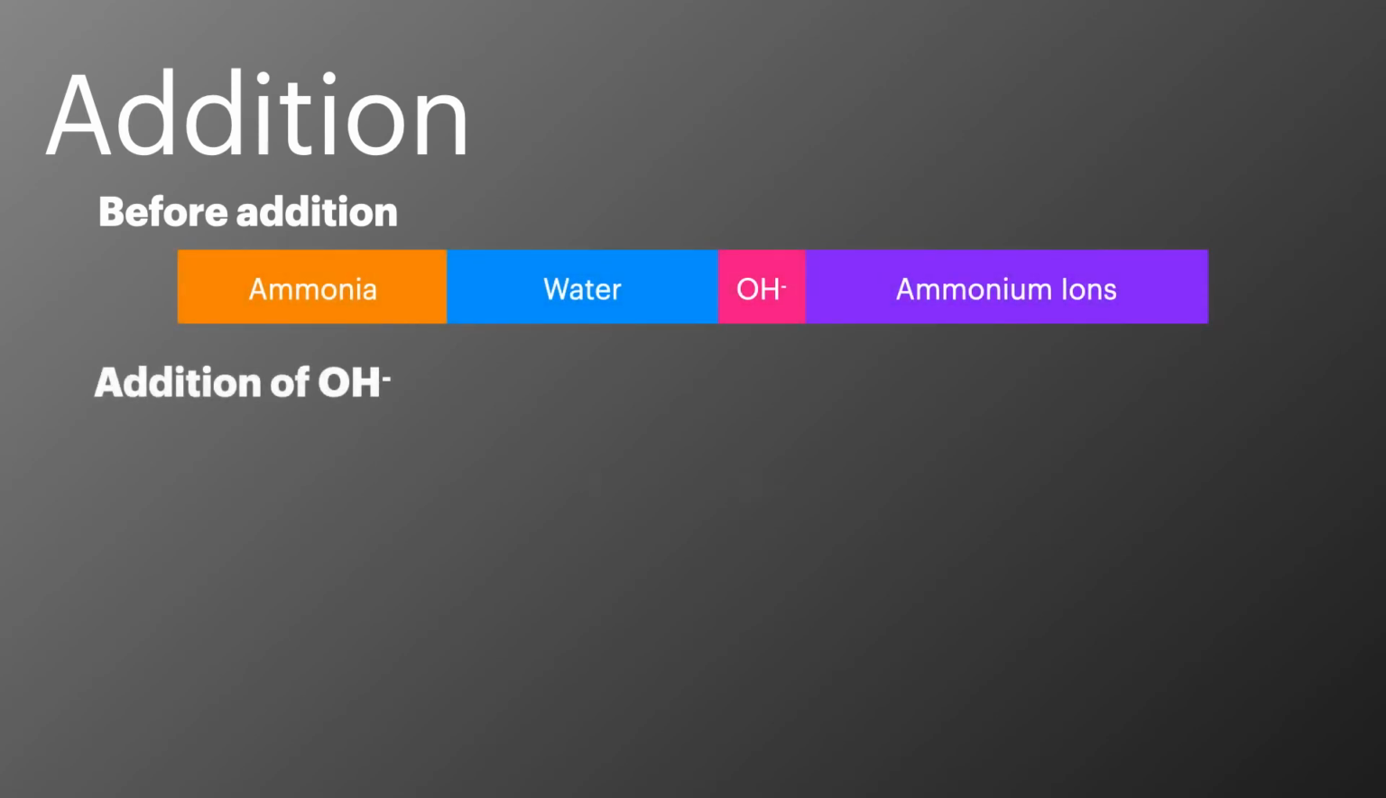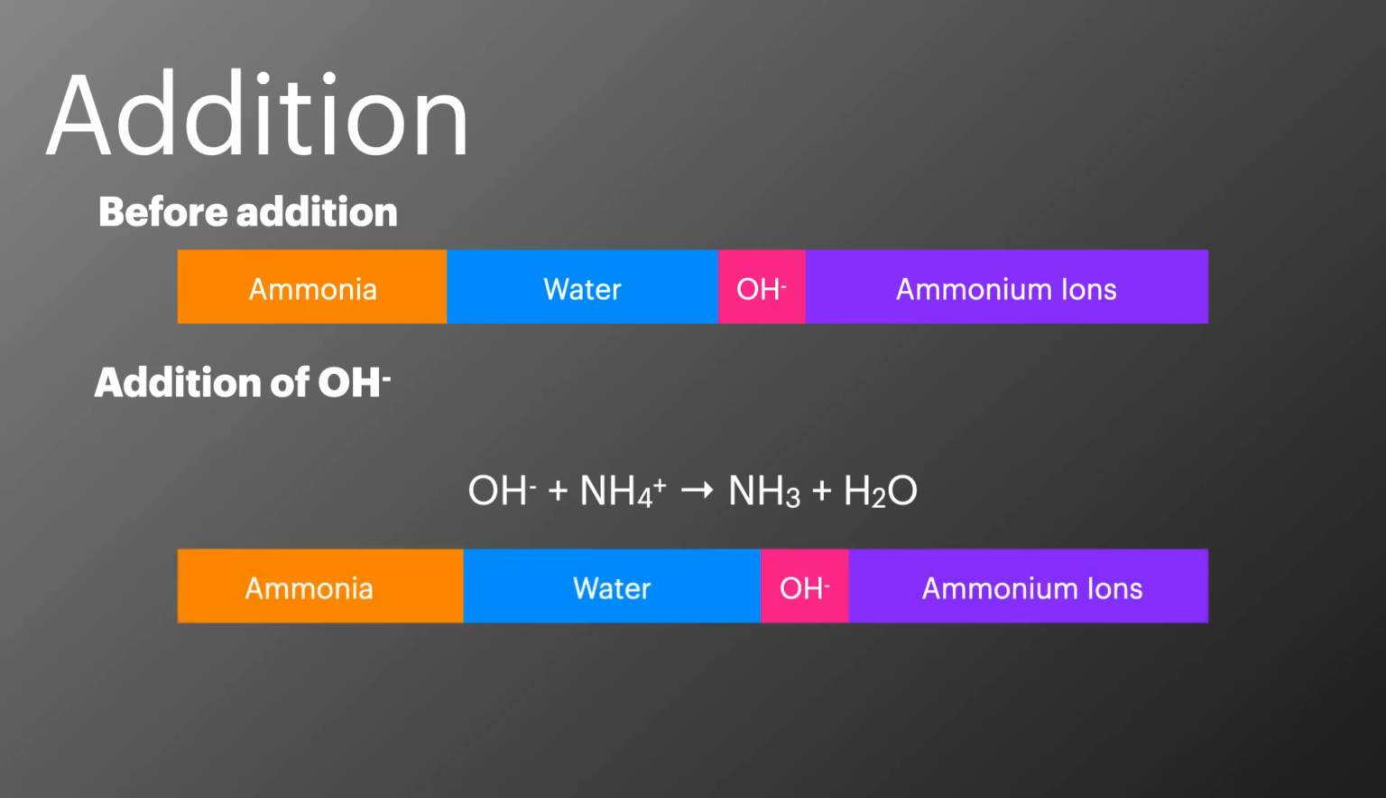The opposite will happen if we add hydroxide ions to the buffer. The concentration of hydroxide ions will temporarily increase before the equilibrium shifts to the left to counteract the change. In doing this, the concentration of ammonia will increase and the concentration of ammonium ions will decrease, leaving the concentration of hydroxide ions to be returned to almost the same as it was before addition.